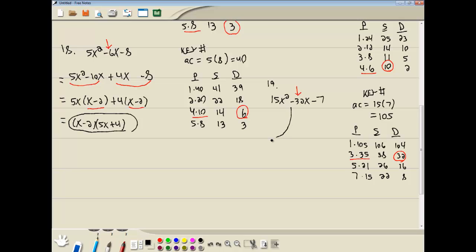And again, what we do with that is we rewrite our middle term using those 2 numbers. Our larger number in the P column we're using, which is 35, will always be the same sign as the middle term, which is negative. So we've got minus 35x. The number we circled in the difference column, D for different signs. So if the 35 is negative, the 3 has to be positive.